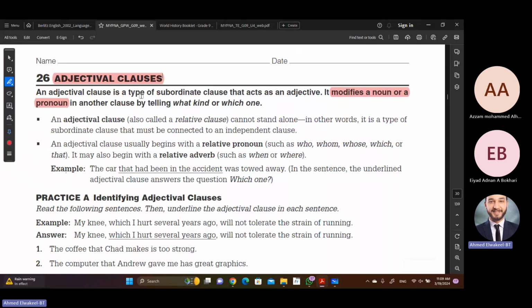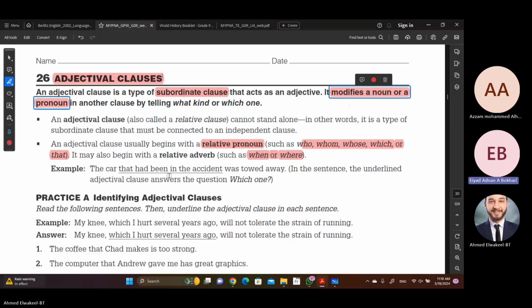Okay? Simply, adjectival clause. You have a group of words which are incomplete, meaning that they are subordinating, and they start with a relative pronoun. And that relative pronoun is just like who, whom, whose, which, and that. Or even a relative adverb, just like when or where. Most important, these subordinate clauses modify the noun or the pronoun. And in order to find them, just find the relative pronoun or the relative adverb.